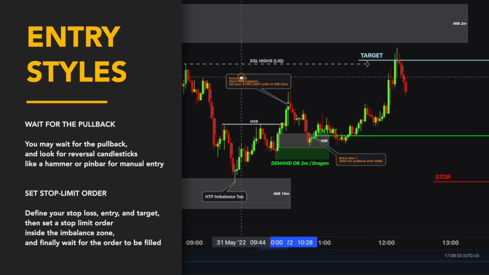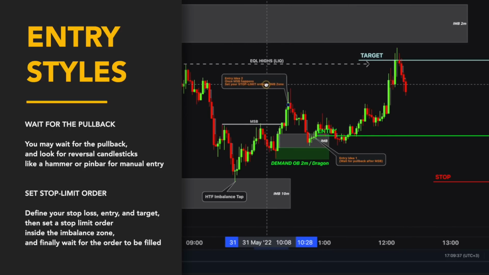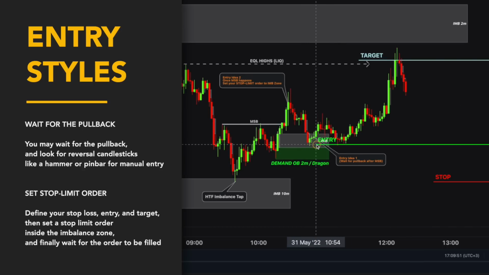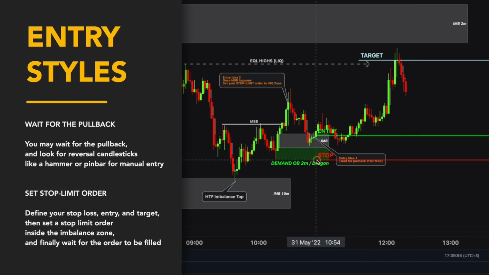Second choice, you set your stop limit order with risk management, risk-reward ratio, to the imbalance or order block area and wait for the price pullback and fill your order. I always like imbalances more than order blocks. It's just my personal choice. This is how I become more successful.